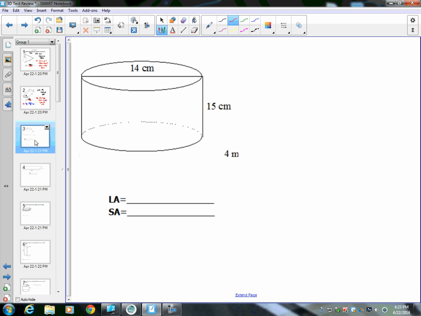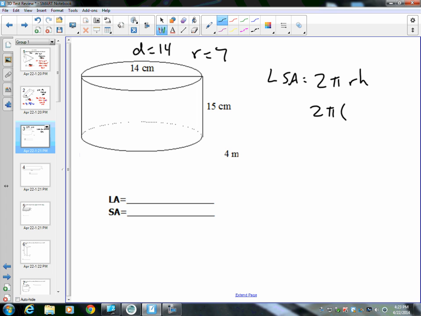Okay, the next one. This shape is a cylinder. So if we're finding lateral surface area of a cylinder, the lateral surface area of a cylinder is 2 pi r h. So we're going to start plugging some stuff in. Our radius, r, how would we find that? Well, we know all the way across the circle, which we call the diameter, is 14. To find the radius, you just divide that by 2, so you get 7. The height is this distance right here, and we get that to be 15.